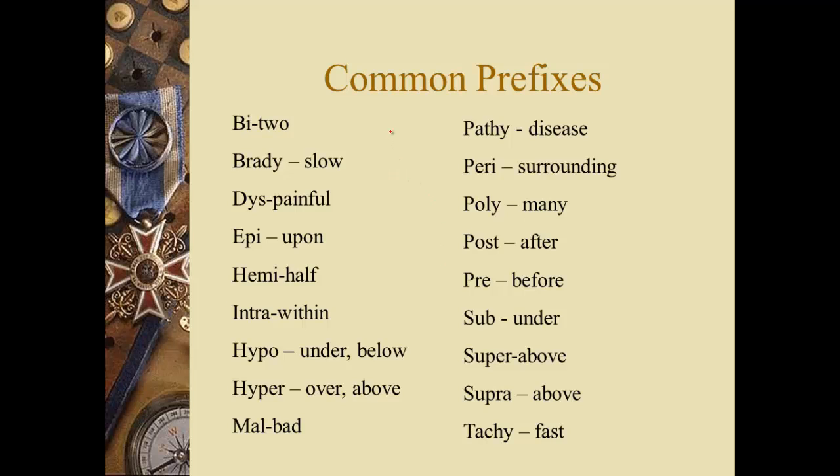And here's your list of common prefixes. So bi is two, brady is slow, and tachy is fast. So those I would put closer together because they're opposites. Super and supra both mean above. Sub is under. Post and pre are after and before. Poly is many. Peri is surrounding or around. Pathy or path is disease.